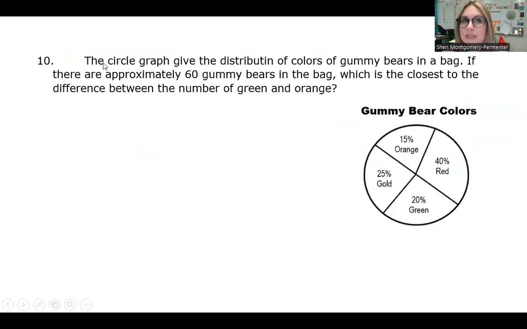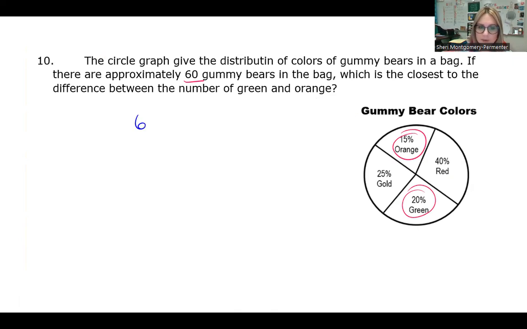The last question, it says the circle graph gives the distribution of colors of gummy bears in a bag. If there are approximately 60 gummy bears in the bag, which is the closest to the difference between the number of green and orange? This question happens all the time on TSI. We need to know how many we're talking about and then what the percents are. So we've got green and we have orange. We want to find the difference.